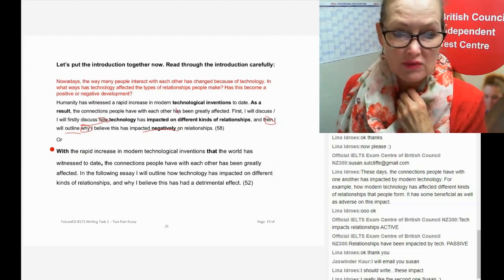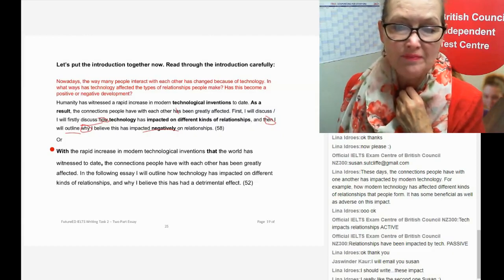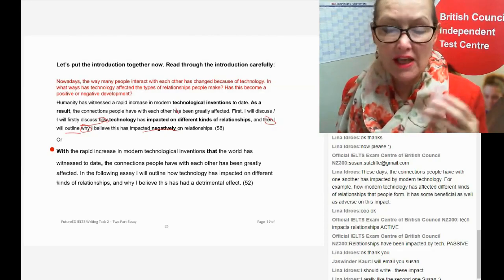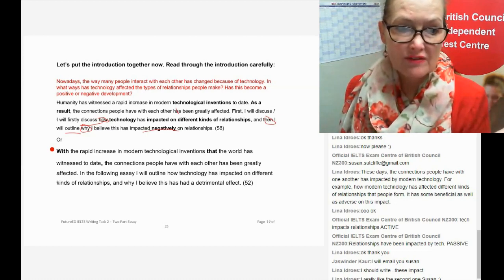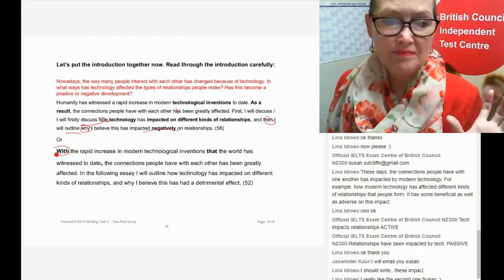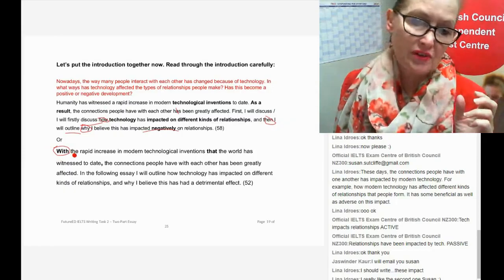So first I will discuss, another one you could say is I will firstly discuss, there's that little word how technology has impacted, and then there's my little sequence word, isn't it? After that, and then I will outline. See how I've changed that? I will discuss, and then I will outline. So I'm not repeating the word discuss. So I've used that little word, how technology's changed. And in the second question, why I believe this has impacted. And I focused it on the negative sides.